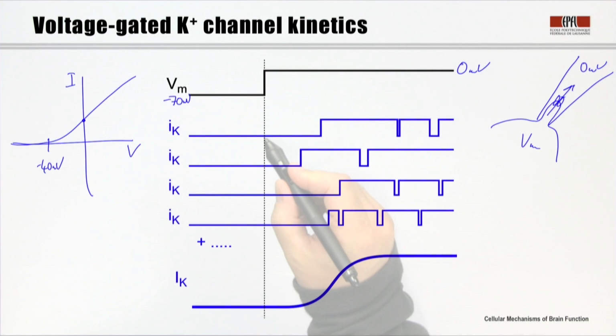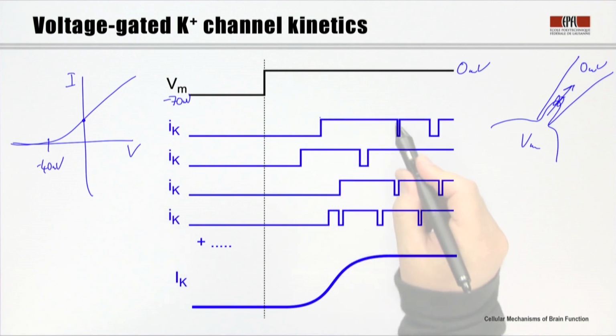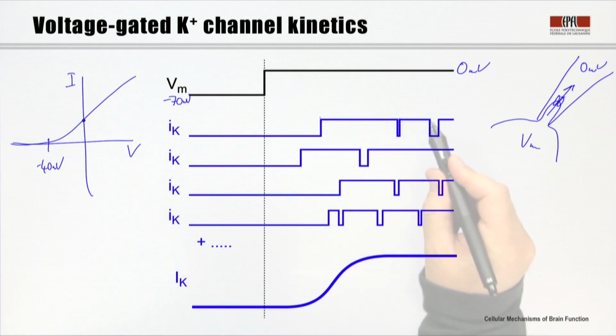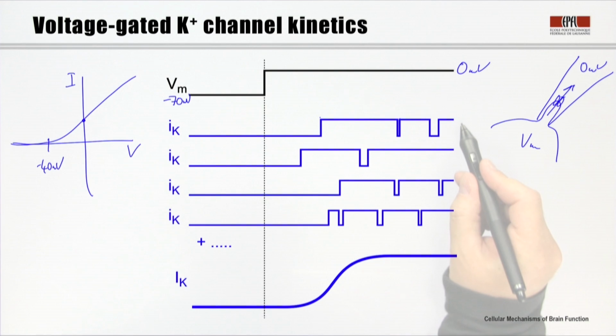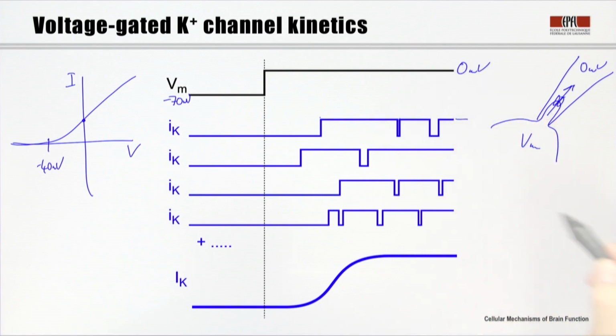We make the voltage jump, and initially nothing happens. There's a long delay, and then at some time the channel opens, stays open, briefly closes, opens, briefly closes, opens again, and this ion channel will remain open as long as we keep the plasma membrane depolarized to 0 millivolts.